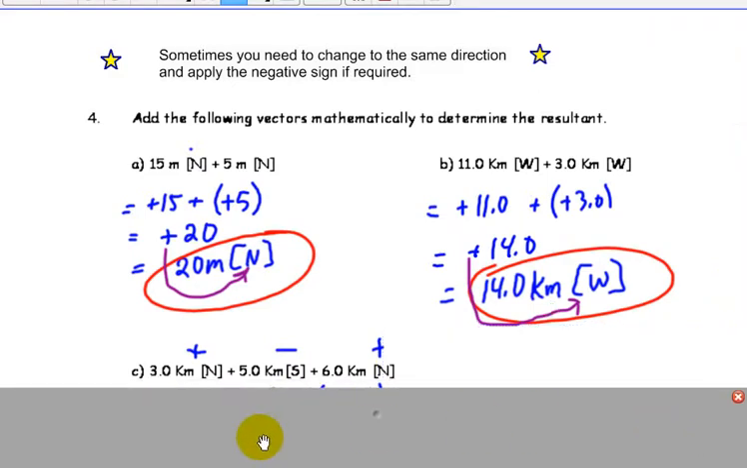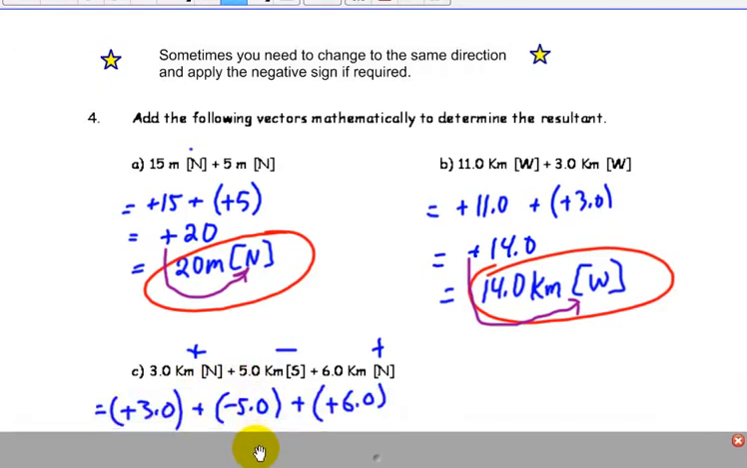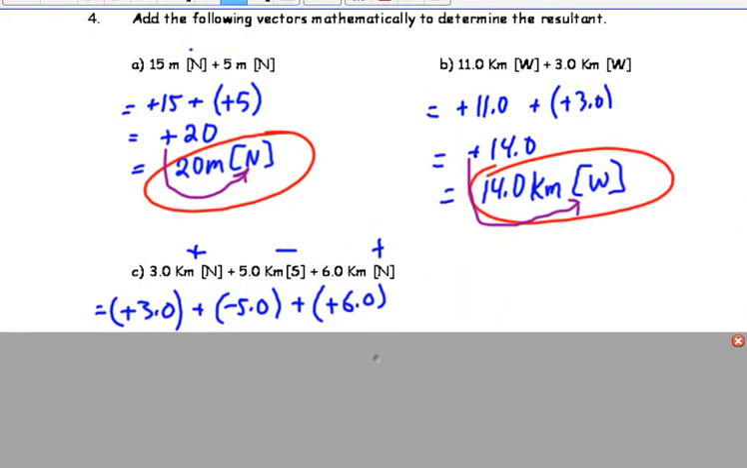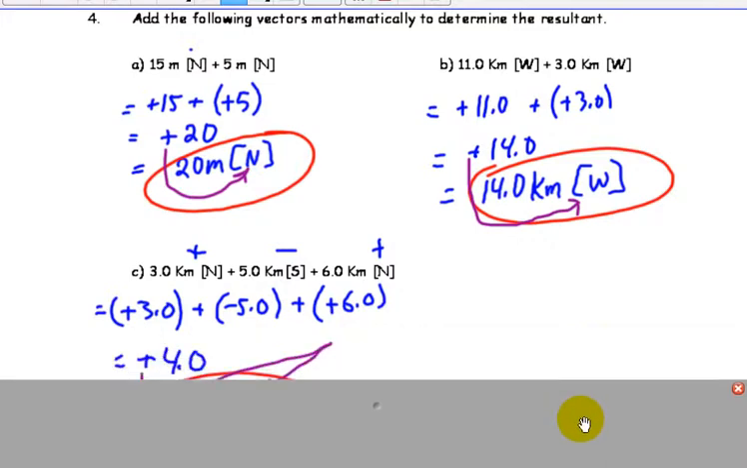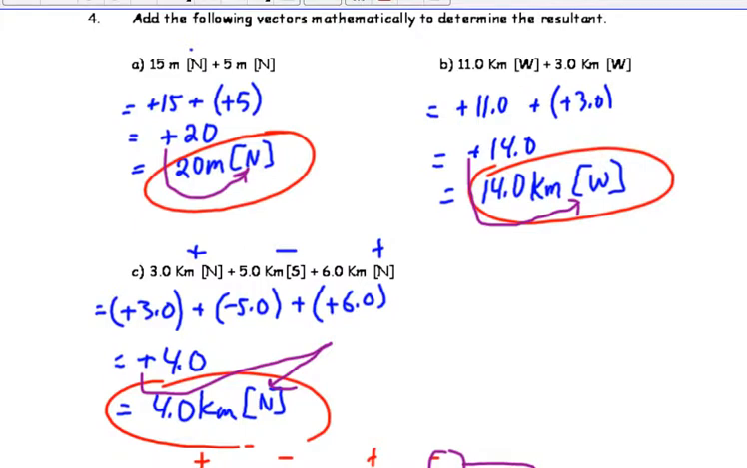This one, 3 kilometers north combined with 5 kilometers south plus 6 kilometers north. So once again, make one of the directions positive, the other one negative. It doesn't really matter, just as long as you're consistent. So turning that into a mathematical question, plus 3 combined with negative 5 combined with plus 6. And when combining all of that, we'll get plus 4 as an answer. But of course, positive implies north. So 4 kilometers north.